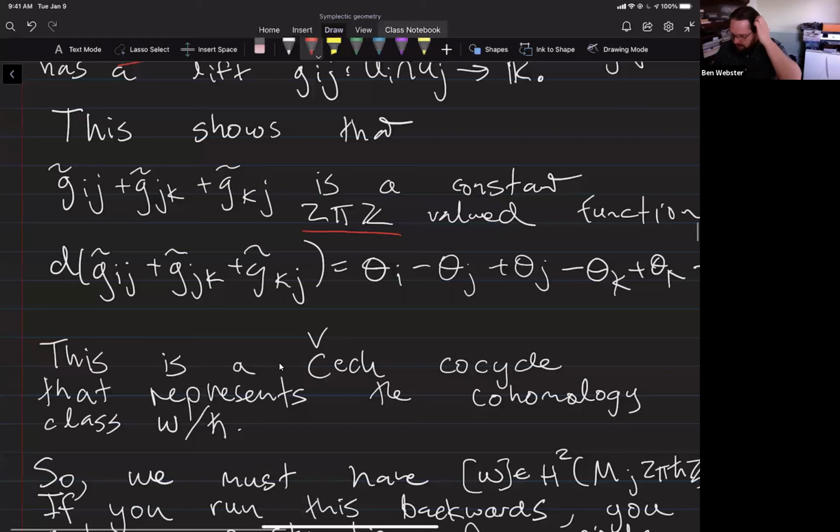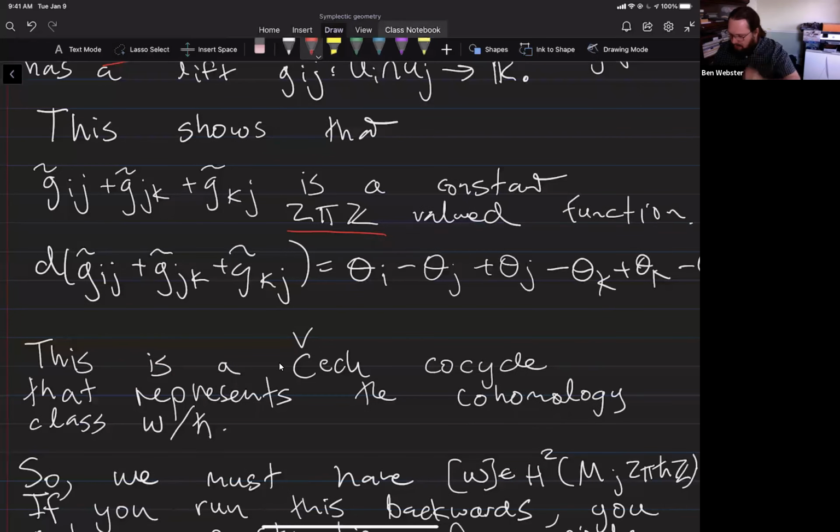All right. So this is actually a Čech cocycle that represents the cohomology class of the symplectic form divided by h bar. And this is one of these points where I don't know how deep I want to get into cohomology.